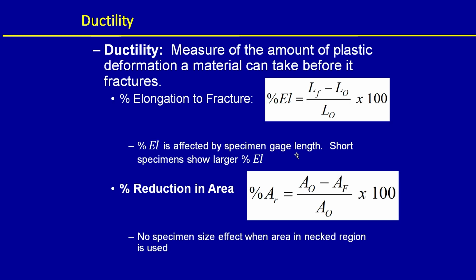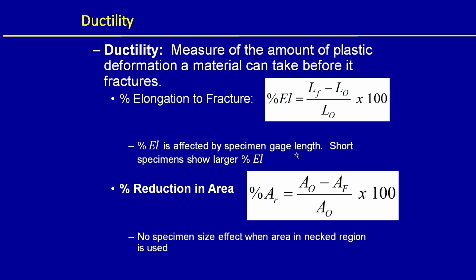Well, how do you measure ductility? Ductility can be measured as the plastic deformation of a material before it fractures. So, first is the elongation to fracture, that is nothing but the final length minus the initial length divided by the initial length times 100, and percentage elongation is affected by the gauge length L or L0, right. Short specimens will show higher values, that is why L0 has to be specified when you measure percentage elongation.